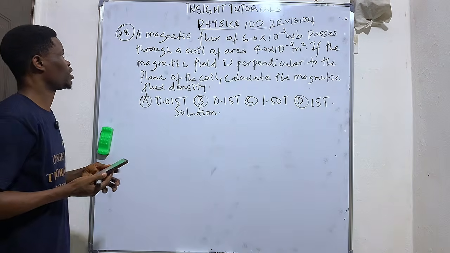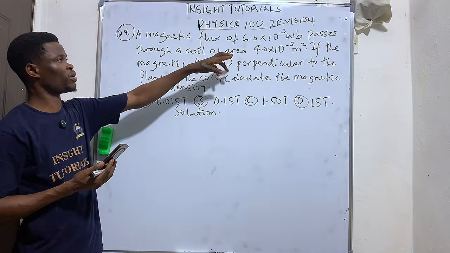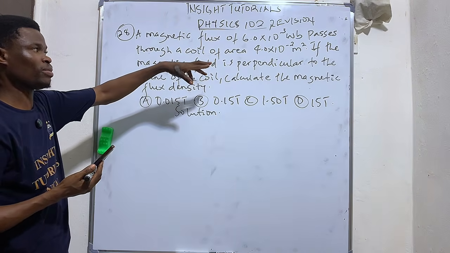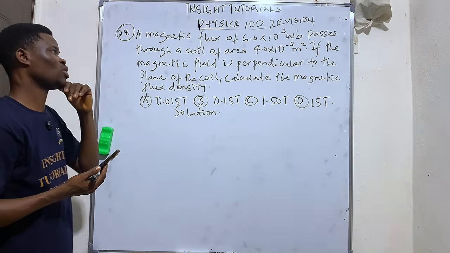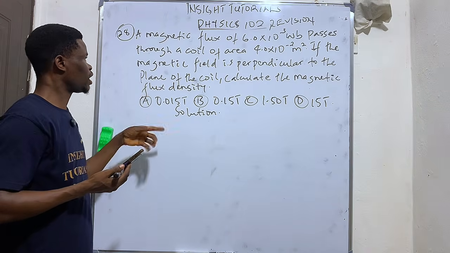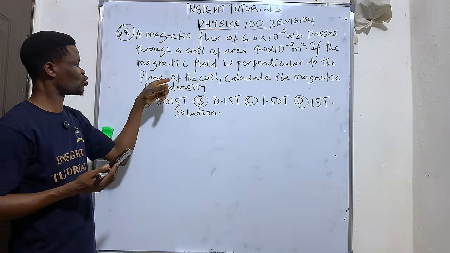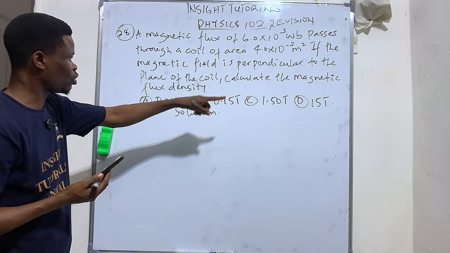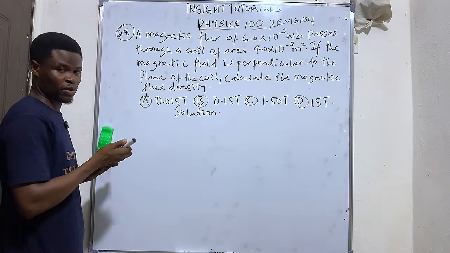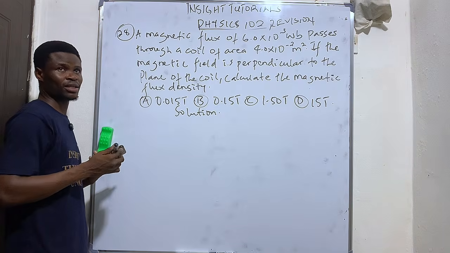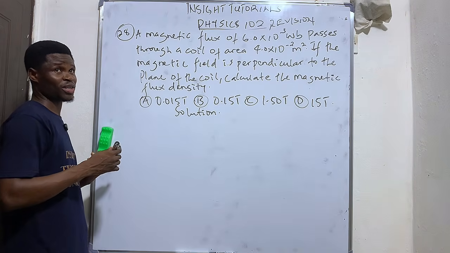All right, so we have a question here that says a magnetic flux of 6.0 times 10 to the power of minus 3 Weber passes through a coil of area 4.0 times 10 to the power of minus 2 meters squared. If the magnetic field is perpendicular to the plane of the coil, calculate the magnetic flux density. These are the options we have to pick from. I believe you can calculate and see the option that is correct as well.